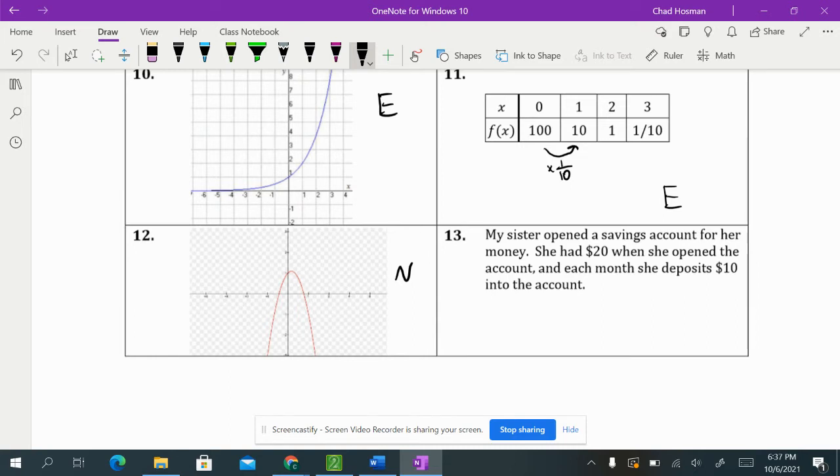Number 13, my sister opened a savings account for her money. She had $20 when she opened the account, and each month she deposits $10 into the account. Well, the $20 was the initial deposit, but then it's going up by 10 each month. So the common difference is that it's going up by 10. Since 10 is being added each month, we know it is linear.